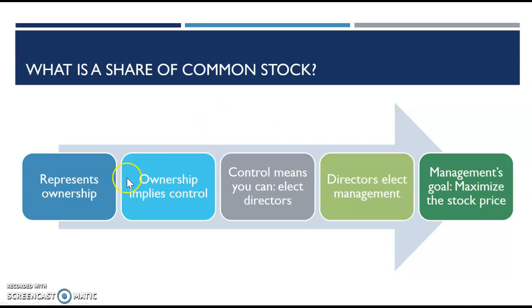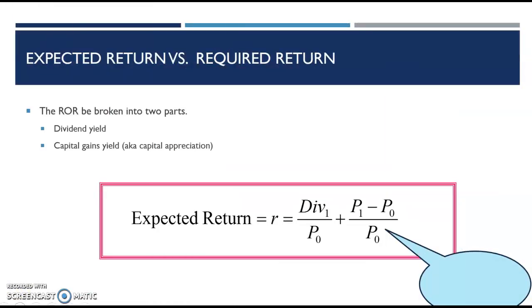So what does it mean to maximize shareholder wealth? How do you maximize shareholder wealth? Well, that wealth can come in the form of a return. So what is the return? It can be broken down into two components, a dividend yield and a capital gains yield. So this is the realized rate of return that you would earn on a stock.